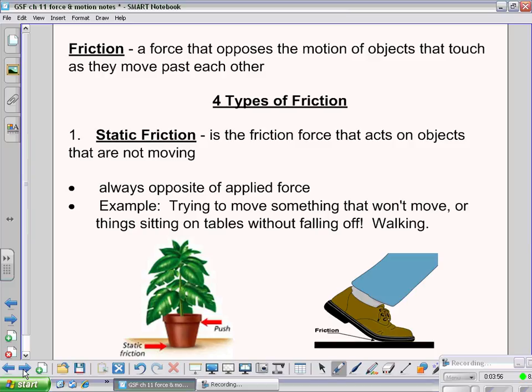The first type of friction we're going to talk about is static friction. Static is just the friction that holds objects that are not moving. So on your table right now, you probably have some books or maybe a lamp or something, and it's staying there because of static friction.